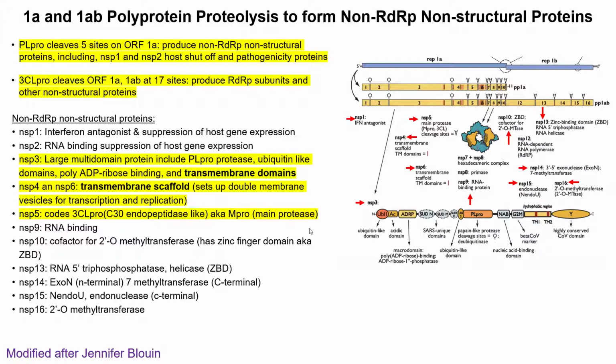over the highlighted ones. So NSP3 is a large multidomain protein, which includes the papain-like protease and ubiquitin-like domains, and the poly-ADP ribose binding and transmembrane domains. And then NSP4 and NSP6 have transmembrane scaffolding, and NSP5 codes for 3CLpro, which is the Mpro, which is the main protease that does this whole cleavage.